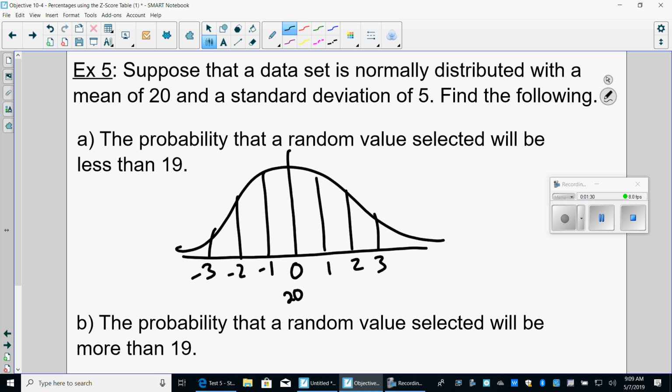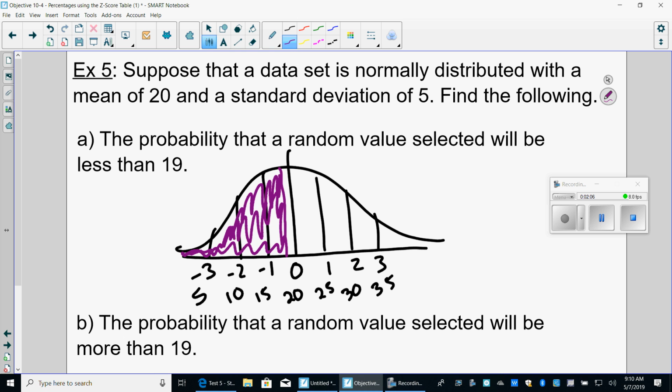So what would this be? 25, then 30, then 35. Over here we have 15, 10, 5. I want the probability that it would be less than 19. So let's mark 19. Is this one good by the table? And we want everything that is less than, yes? We want all of this.